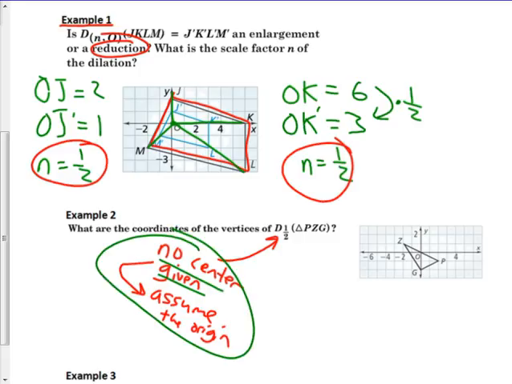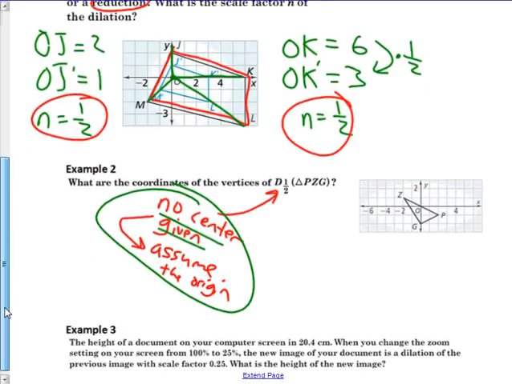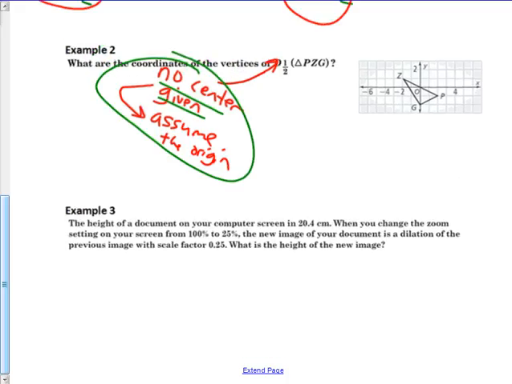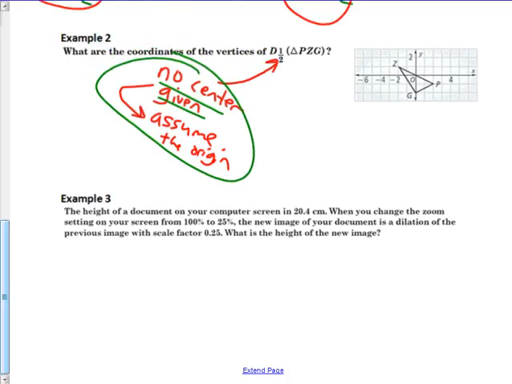So, in order to dilate about the origin, all you have to do is multiply by the scale factor. Take all 3 coordinates, and I'm going to write this somewhere. This might be something you want to add.